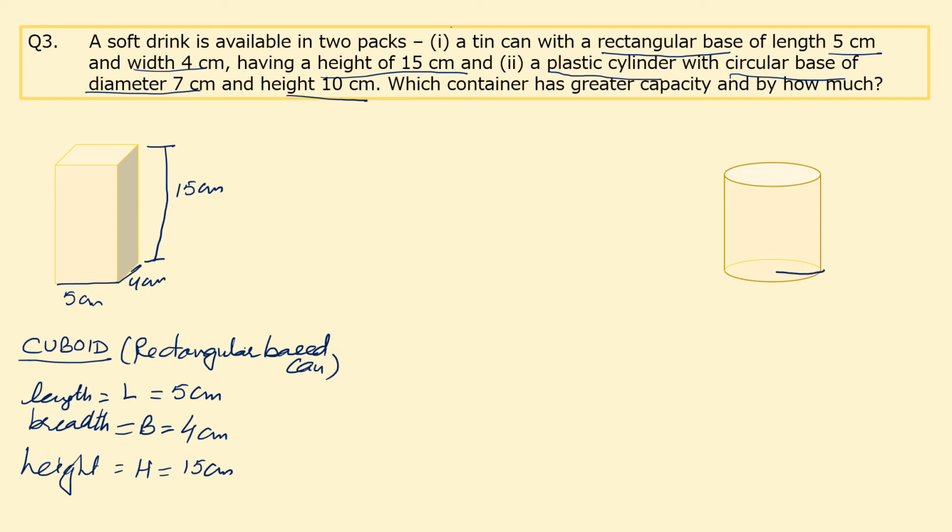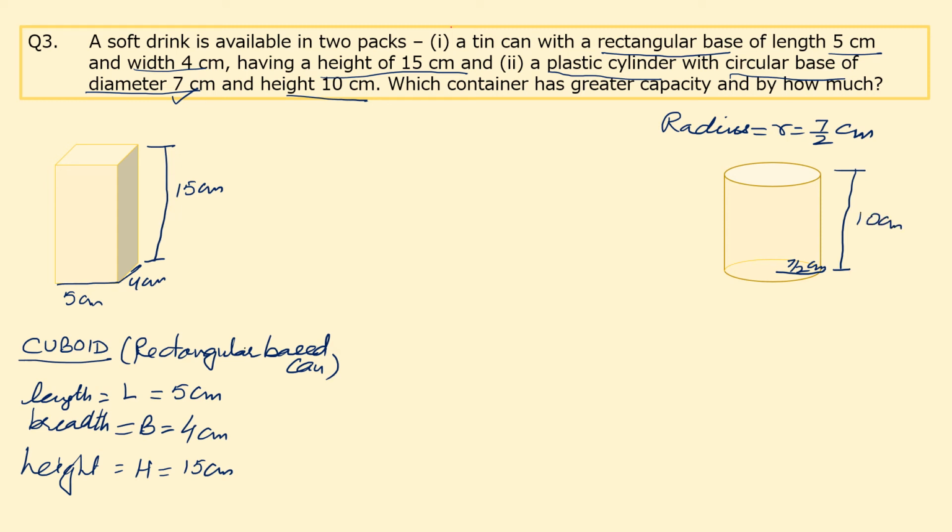Its diameter is given as 7 centimeter. So its radius will become half of 7. So here, radius r will be half of the diameter, that is 7/2 centimeter. इसको फ्रैक्शन में ही रहने देना, डेसिमल में करने की जरूरत नहीं है क्योंकि बाद में कैलकुलेशन के टाइम पे we have to remove the decimal.